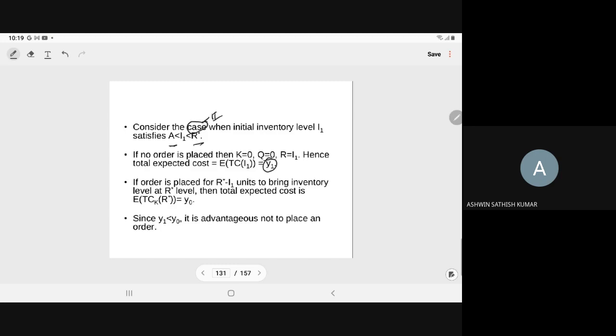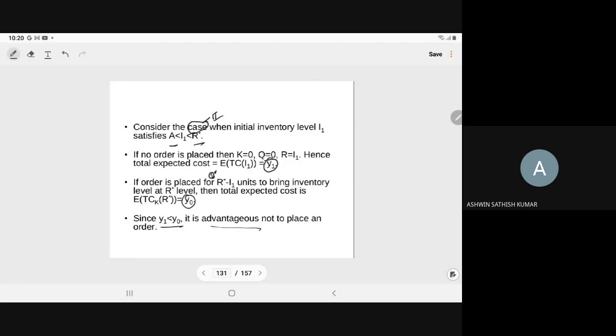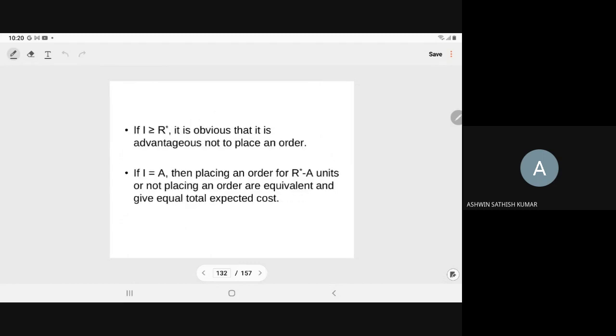If you are placing an order, the quantity will be R star minus I1 to bring the inventory to the optimal level. Then the total expected cost will be Y naught. And from the graph we have seen Y1 is less than Y naught. So it is advantageous not to place an order. Now the third case.